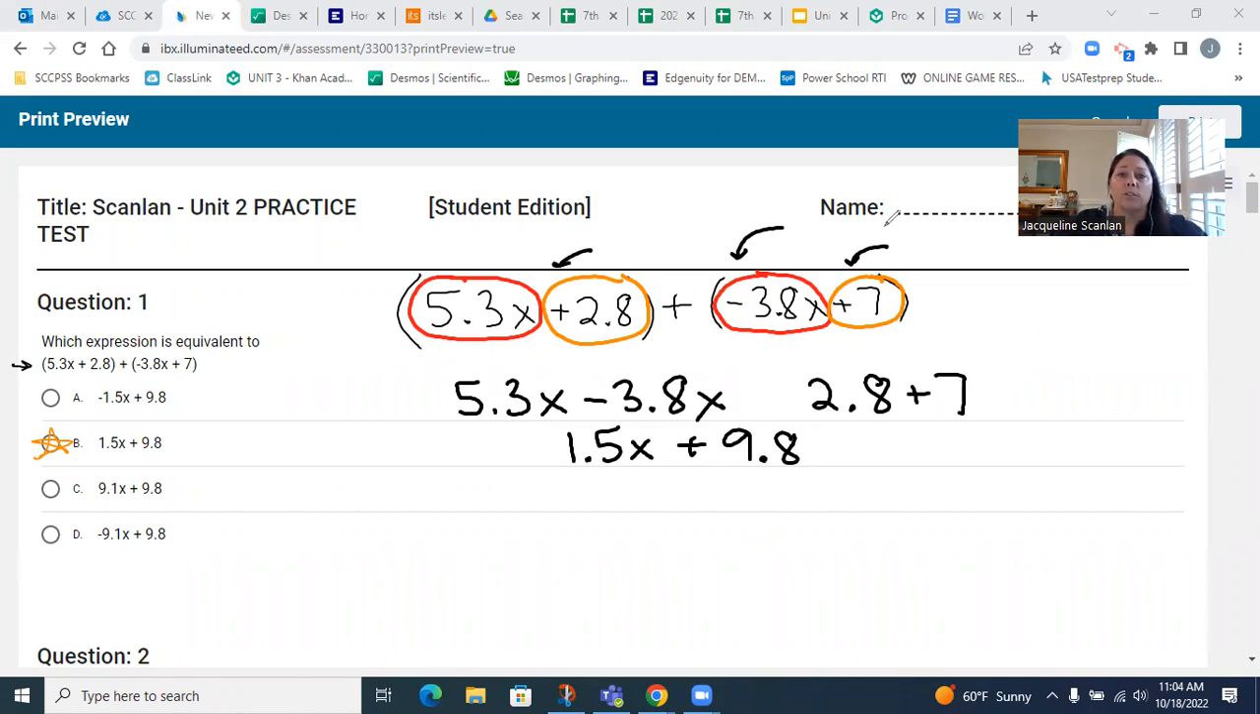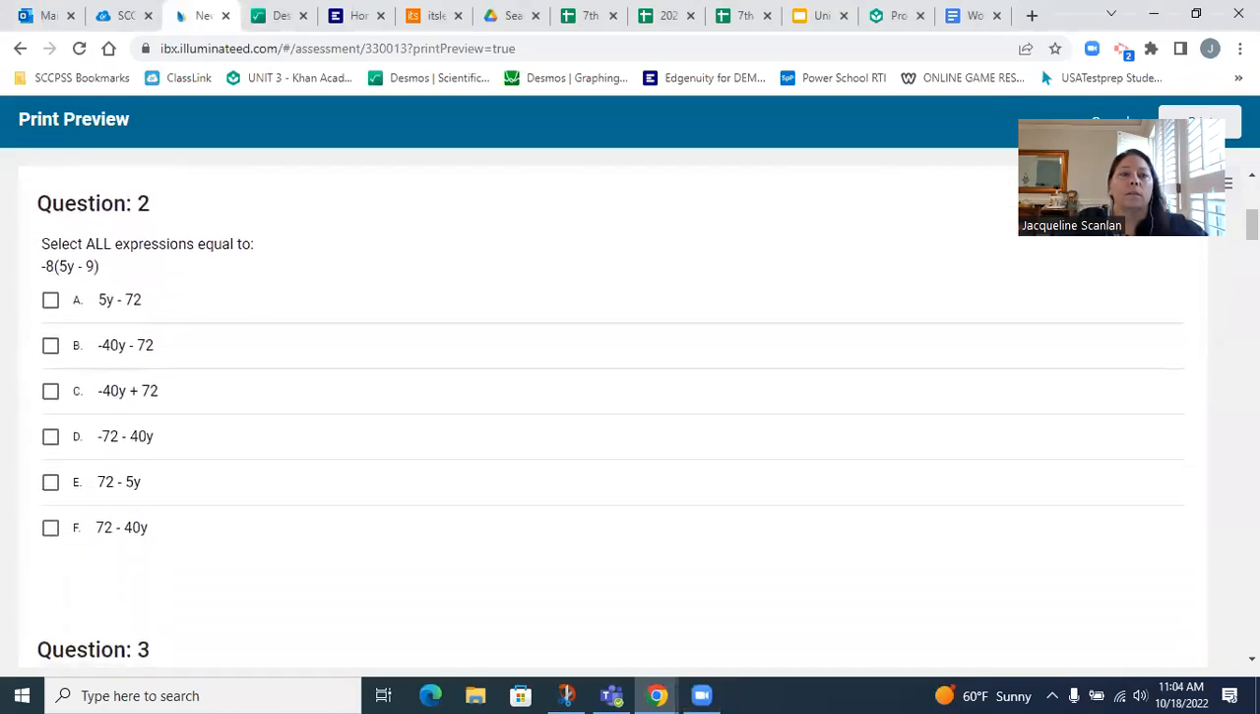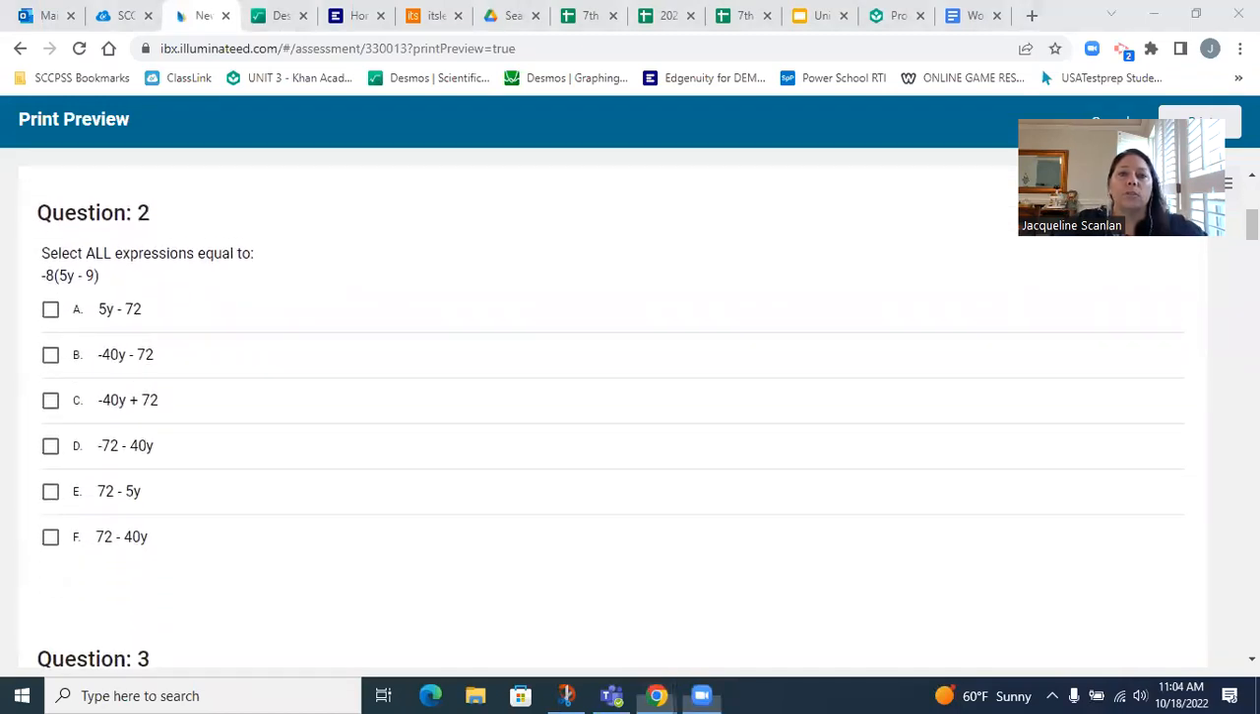Let's go on to question number 2. All right, unfortunately, question number 2 is a select all that apply, which is always the most difficult type of problem. So I don't know if there's 1, 2, 3, I don't know if all of them are equivalent. So we've got to be really careful on this one. So let's just go ahead and start with the problem.